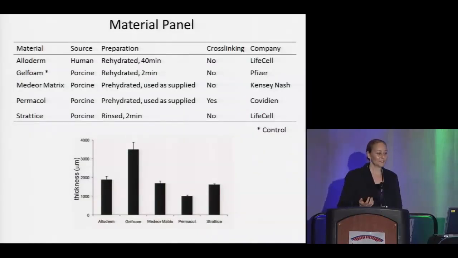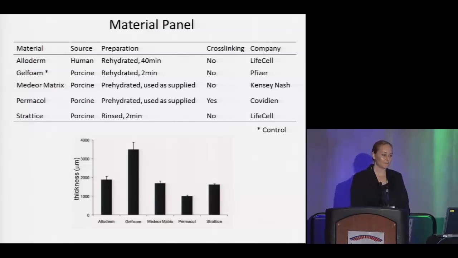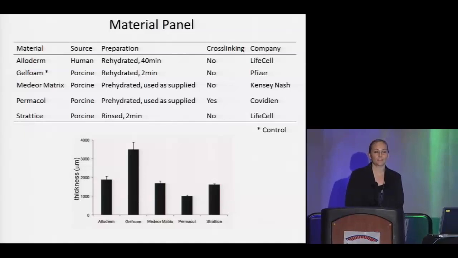So in terms of the materials we picked out, we looked at a lot of commercially available materials that are on the market: Alloderm, Gelfoam, Medium Matrix, Permacol, and Strattice. And Gelfoam was our control, as it is slightly differently processed than most of these other materials. And of course, we followed the instructions as per the manufacturer to make sure we didn't alter these in any way that they would be used in the surgical setting. And although these do vary slightly in terms of source and also cross-linking, they are used for very similar applications.